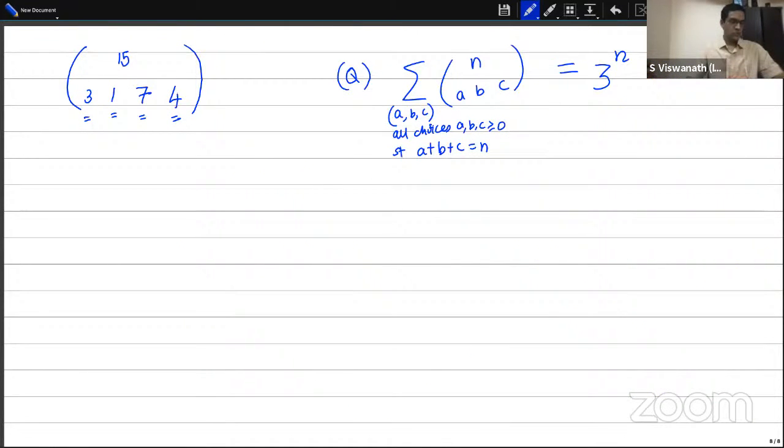Okay, so this is the sort of permutations in which some objects can repeat. And the other such thing is combinations with repetitions, just like permutations with repetitions. We can also look at combinations with repetitions.